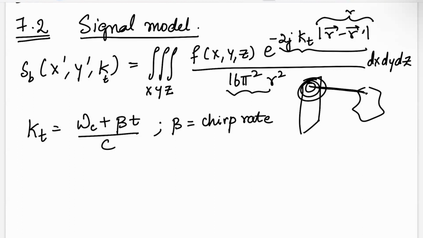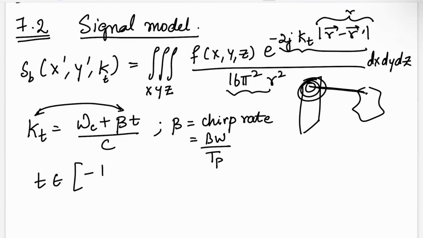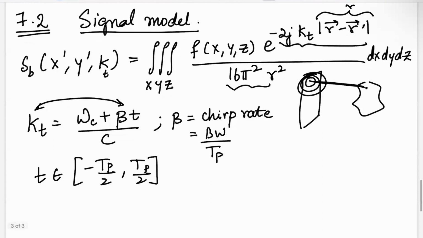So kt and t are kind of, there's an equivalence relation between the two of them, right? Which is the bandwidth over the chirp duration. And t belongs to minus tp over 2 to tp over 2, where tp is the chirp duration. I think I called it ts earlier, but let's just call it tp for now.